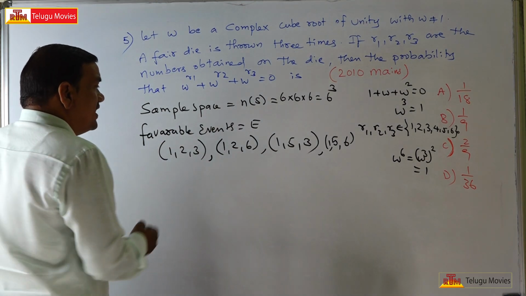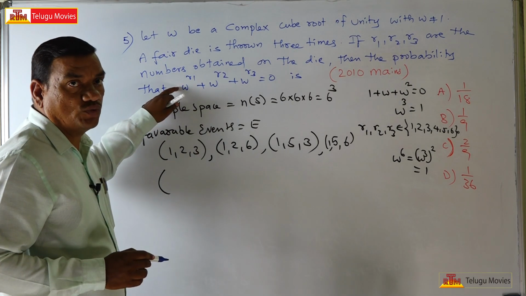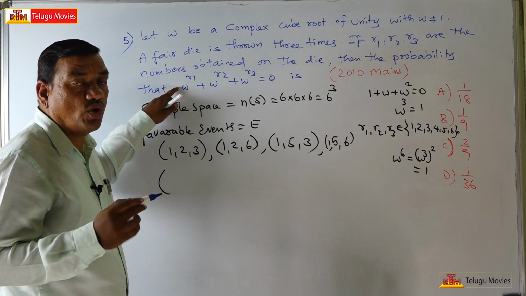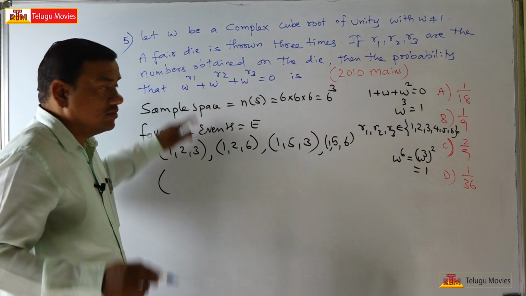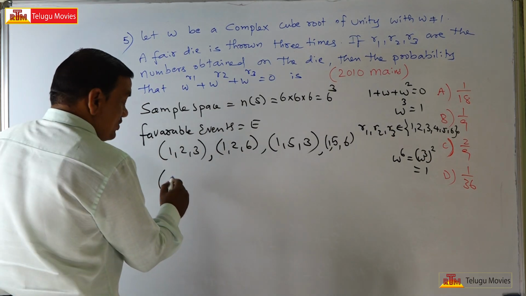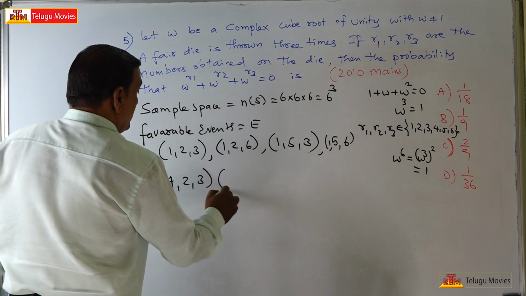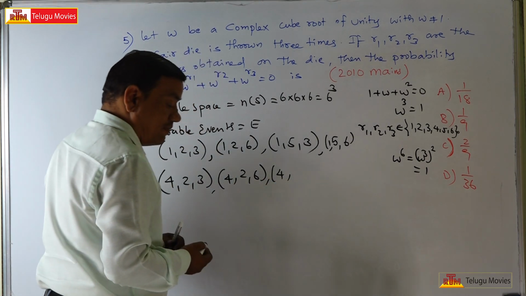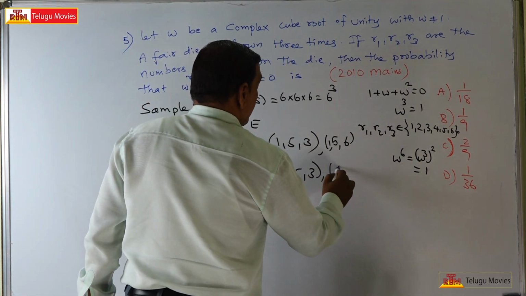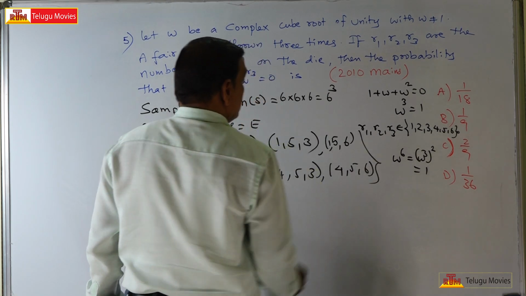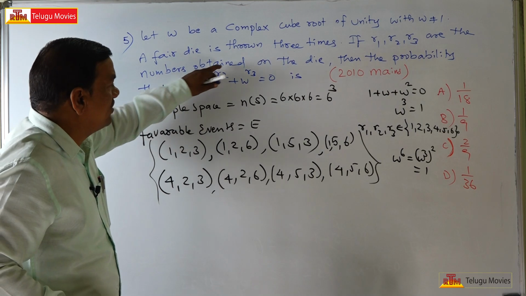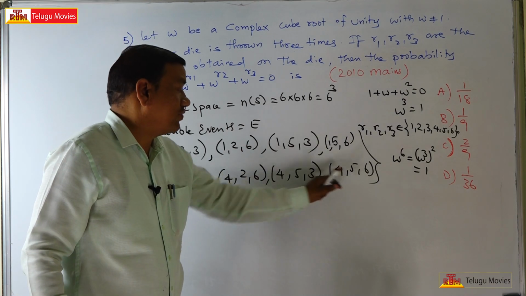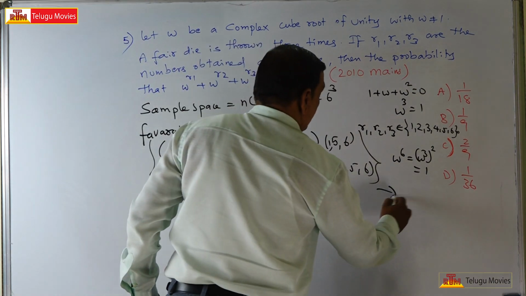Another favorable case: if you multiply omega with omega cube, nothing goes wrong, because omega cube is 1. So again you will get 4, 2, 3, 4, 2, 6, 4, 5, 3, and 4, 5, 6. All these numbers are favorable cases. You substitute the R1, R2, R3 values and you will get 0. How many are there? 1, 2, 3, 4, 5, 6, 7, 8. So this is equal to 8.